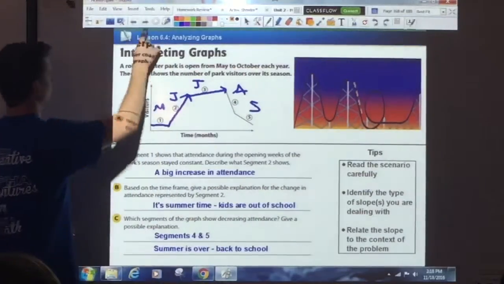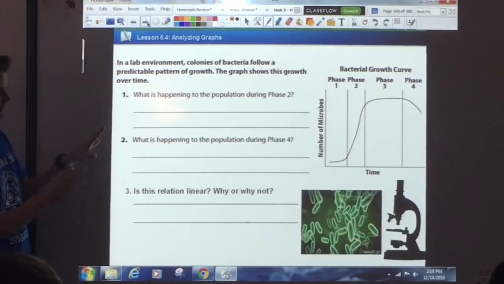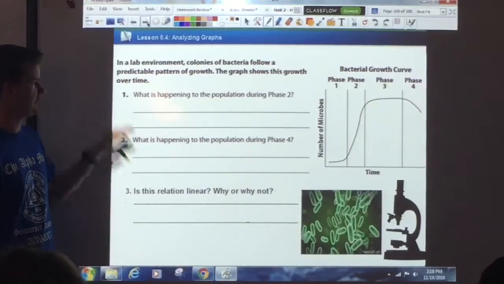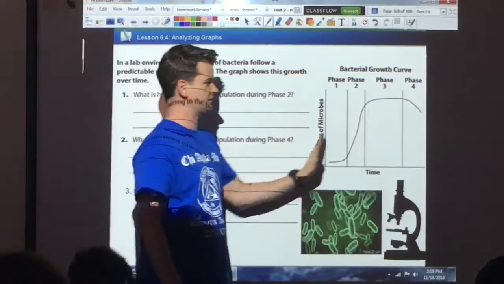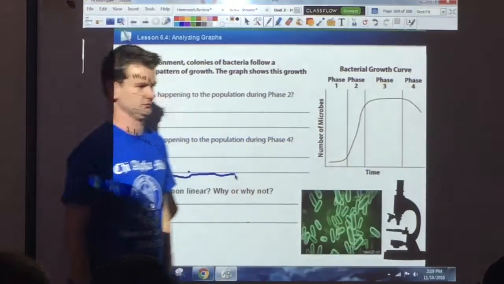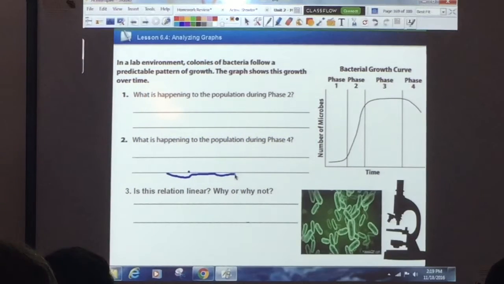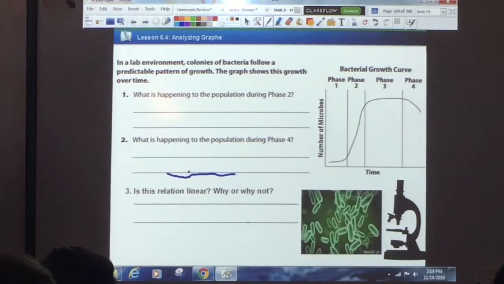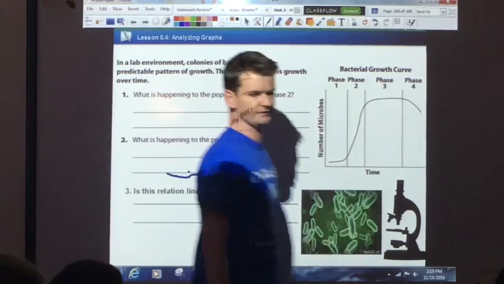All right, so next scenario, lab environment, bacteria. Ooh, bacteria, looks delicious, right? Colonies of bacteria, they follow a predictable growth pattern. The graph shows this growth over time. Phase 1, phase 2, phase 3, phase 4. What is happening during phase 2?